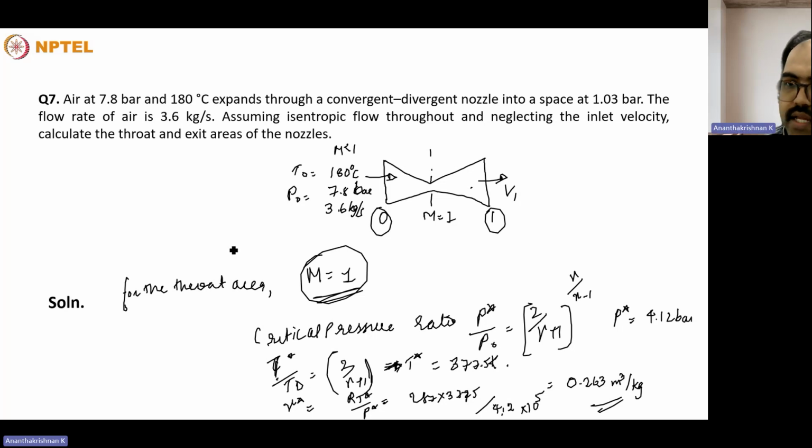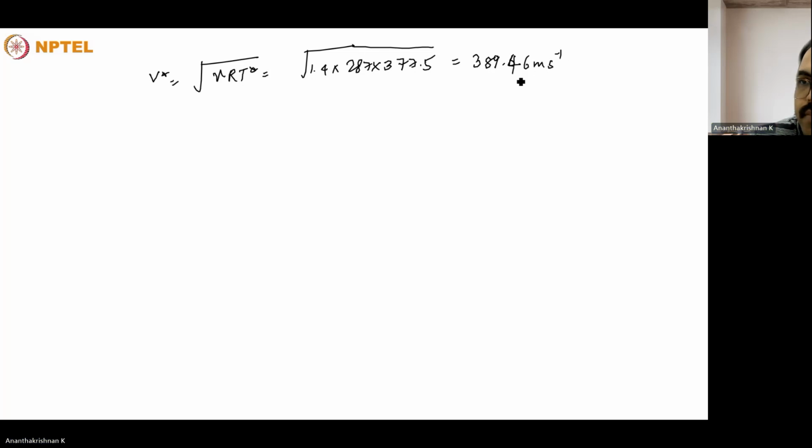We know the mass flow rate at the input, that is equal to 3.6 kg per second. Now we need to calculate the velocity at the choke point. That could be written as V star equal to root of gamma R T star. That will be root of 1.4 into 287 into 377.5, equal to 389.46 meter per second. So now we know the velocity as well.